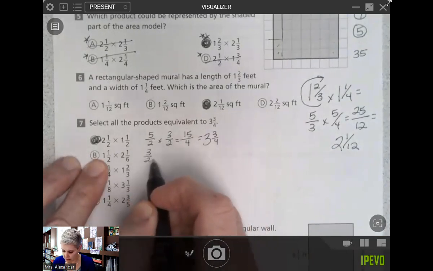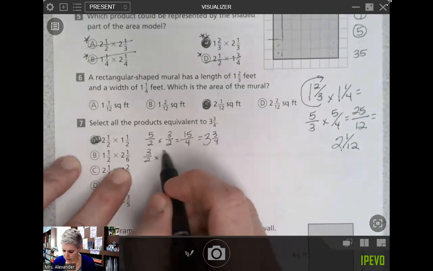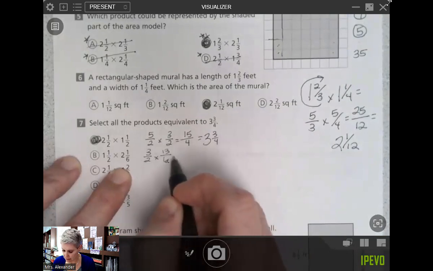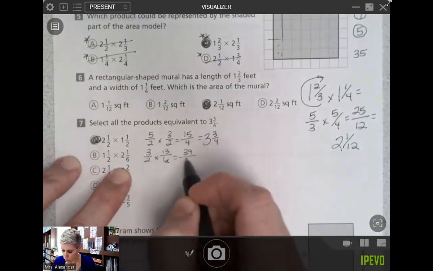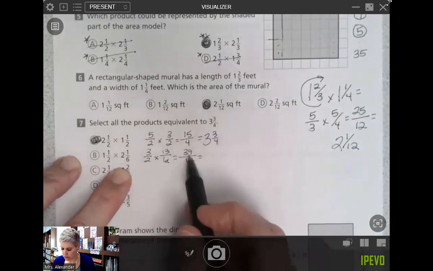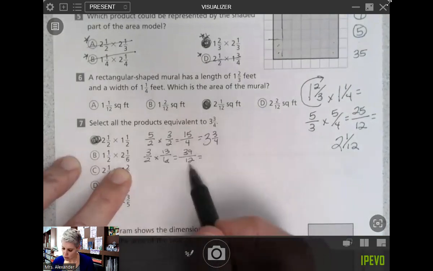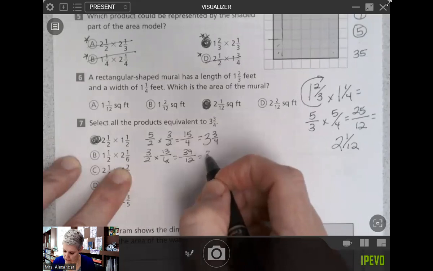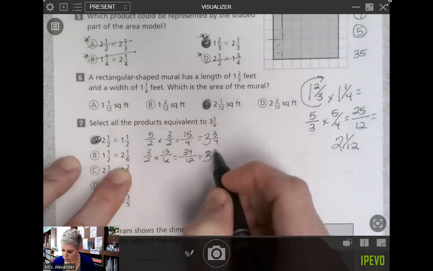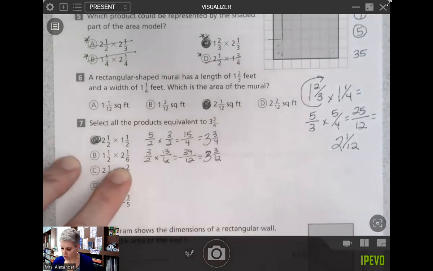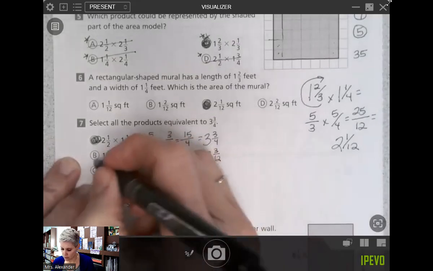1 1/2. Oh, I just did that one. 3/2 times 13/6 equals 39/12. 12 goes into 39, 12, 24, 36, 3 whole times with 3/12 left over. That is not 3 3/4, not that one.